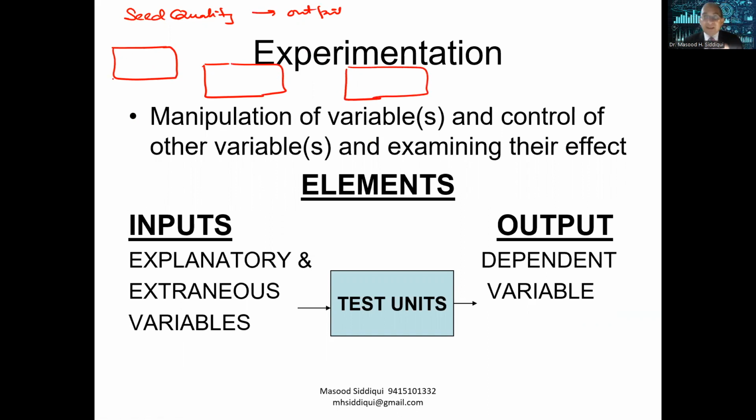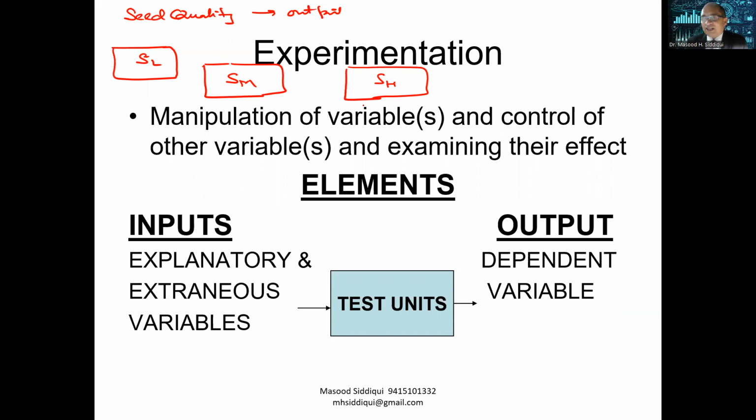Here we are using a seed of low quality in this plot, medium quality seed in this one, and high quality seed in this one. But apart from the seed, every other thing, that is the soil quality, manures, irrigation amount, fertilizers, remains the same, right? So this is known as an experiment.